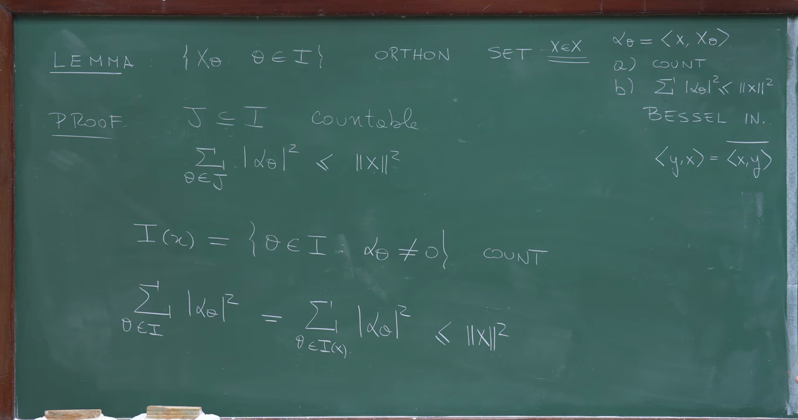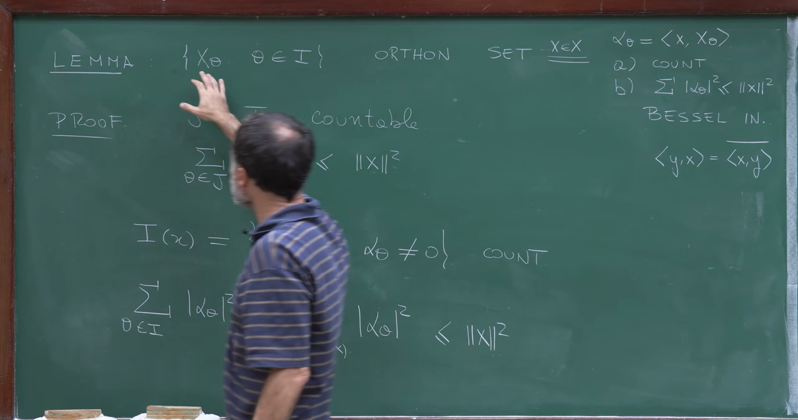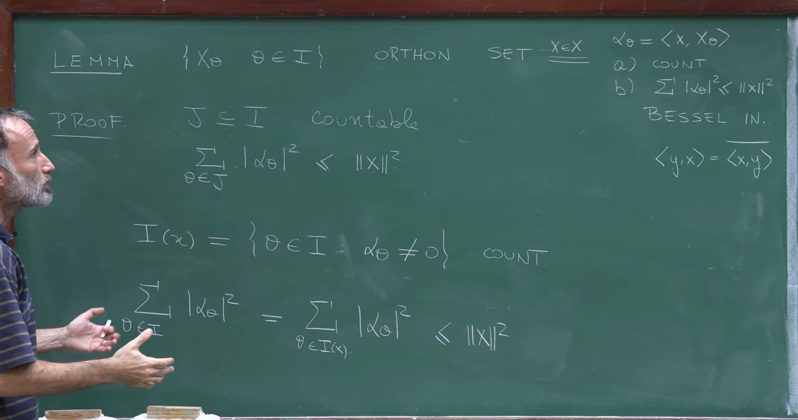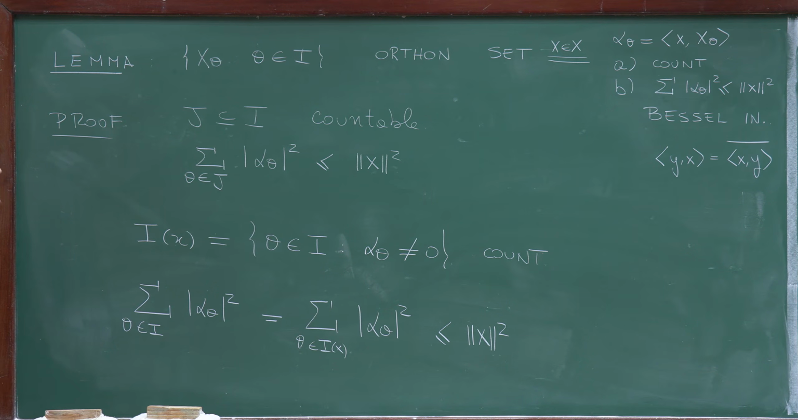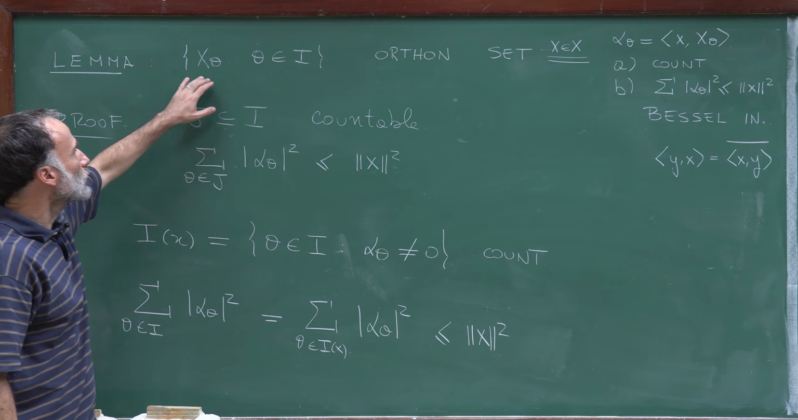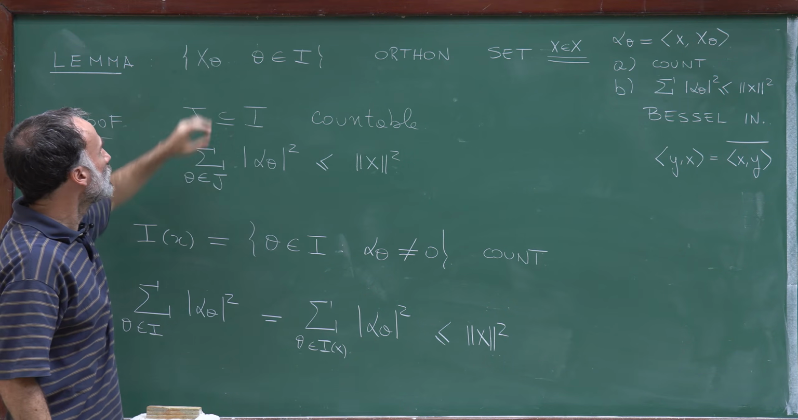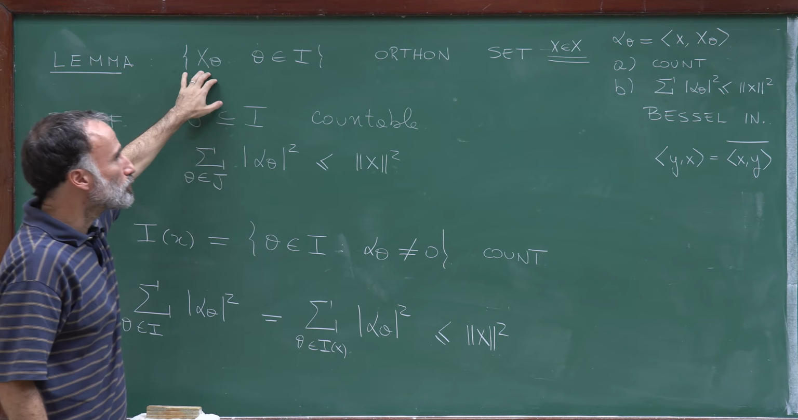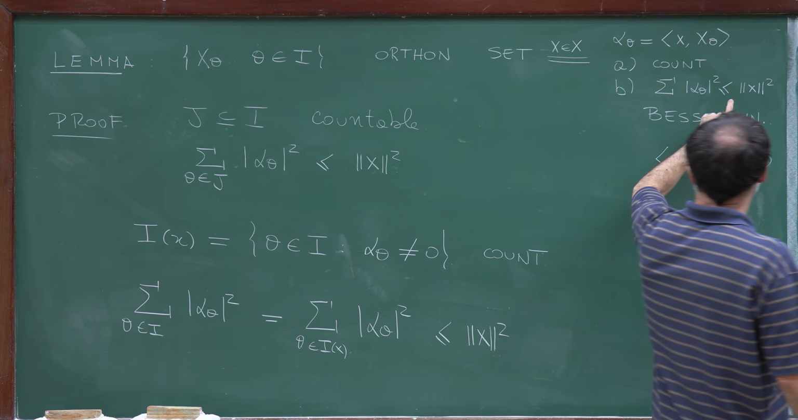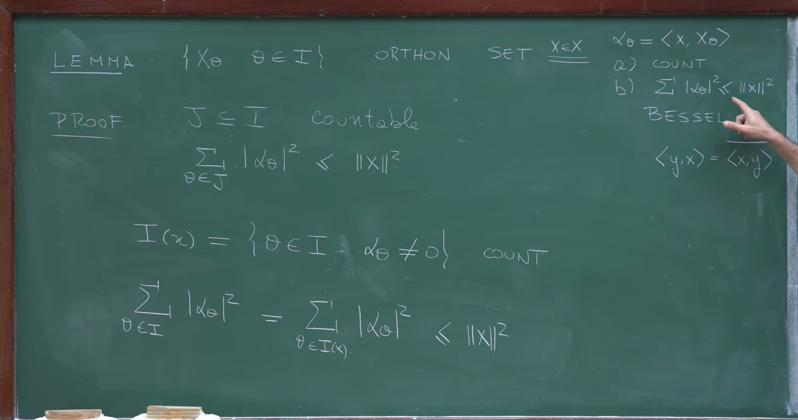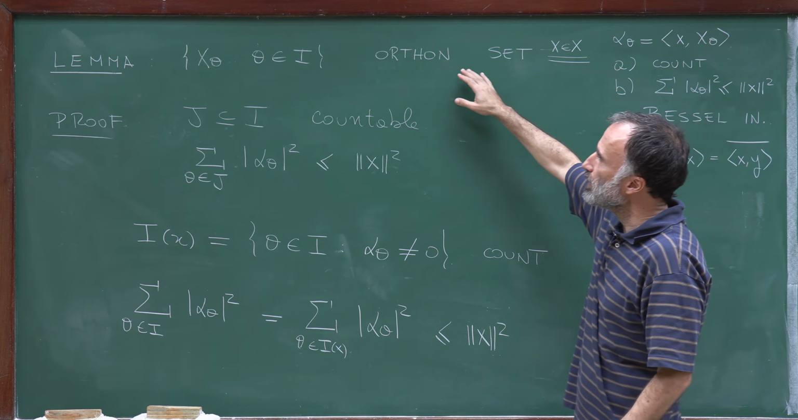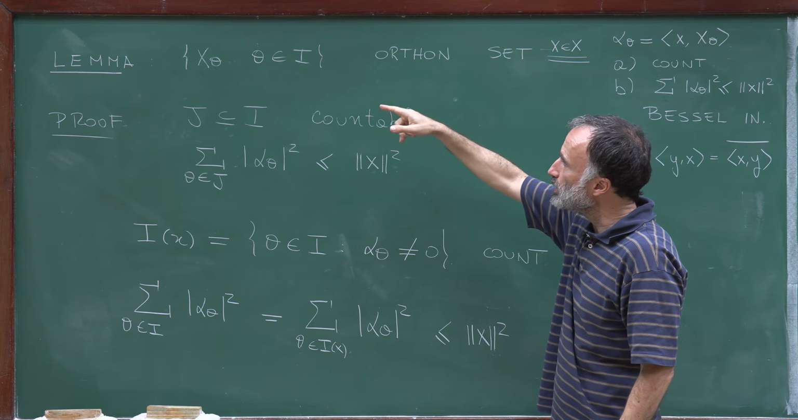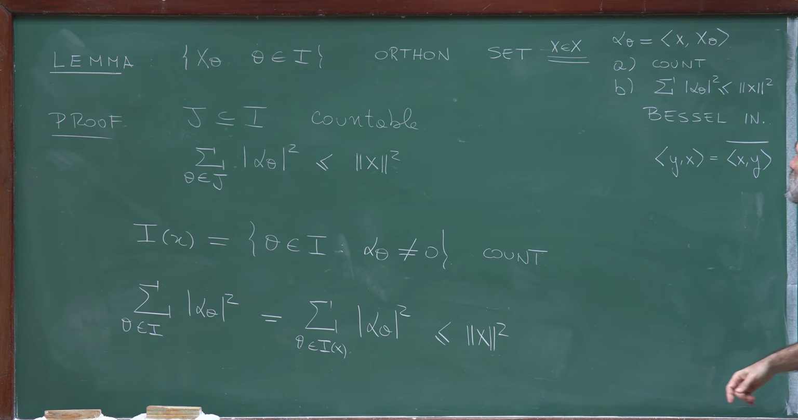Let me just mention that this inequality can be strict, because here I'm assuming just that x theta is an orthonormal set. I'm not assuming that it's a basis, right? So maybe to form a basis, I'm missing some vectors, and therefore I don't have an identity, but a strict inequality. So this inequality can be strict just by the fact that I'm not assuming that x theta forms a basis, but only that they are orthonormal.